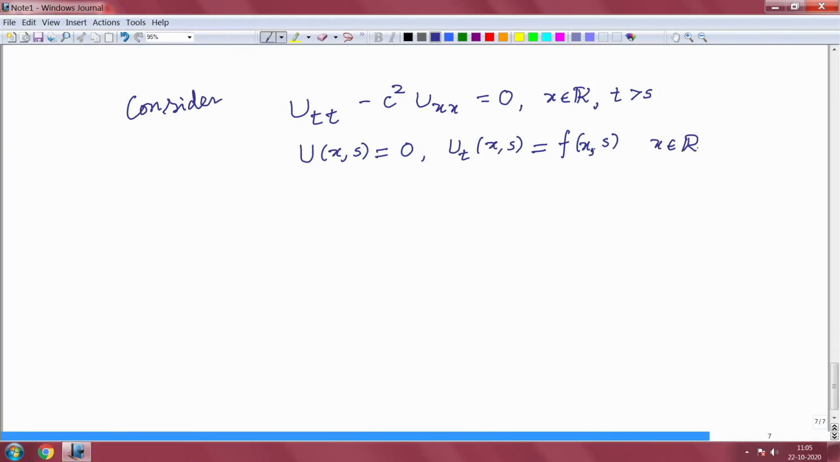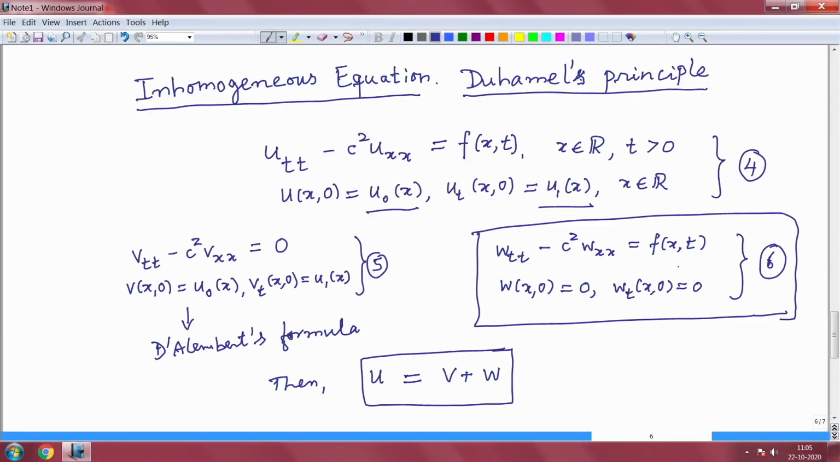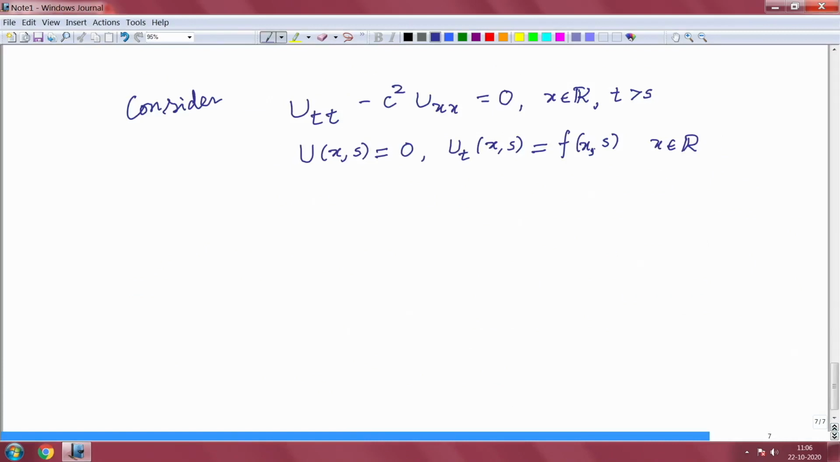The inhomogeneous term F, if you look at it, appears as the initial condition for this problem. Here s, bigger than or equal to 0, is fixed but arbitrary. As we change s, the problem changes and the capital U also changes. So capital U, in principle, is a function of x, t and s.